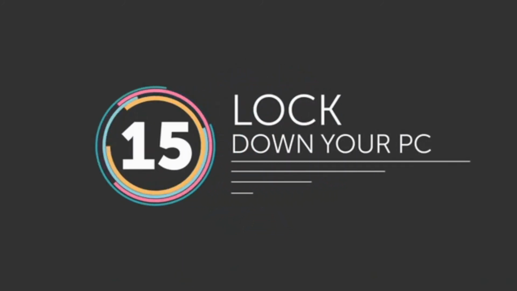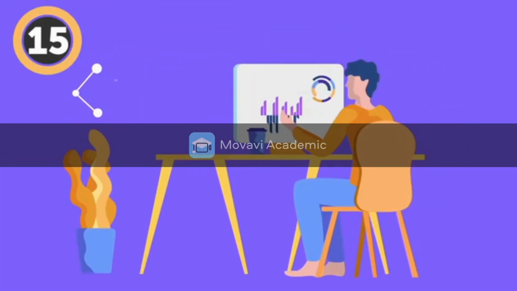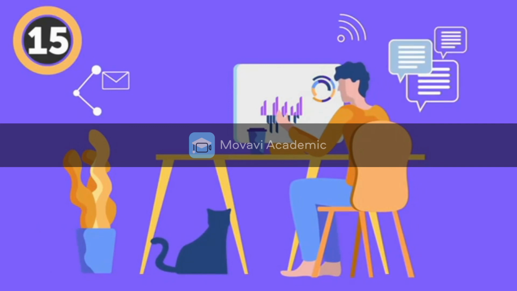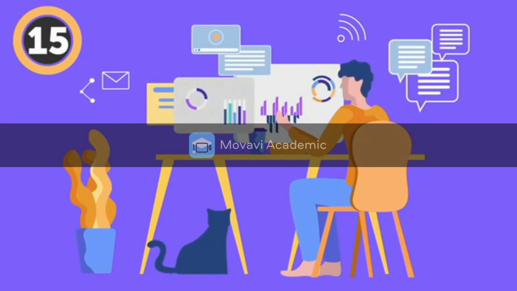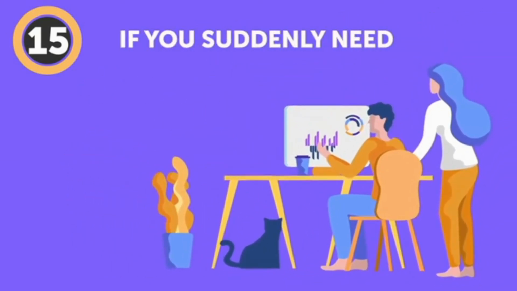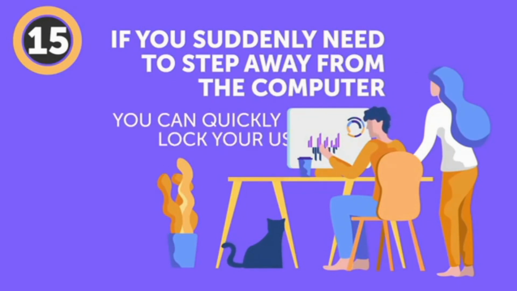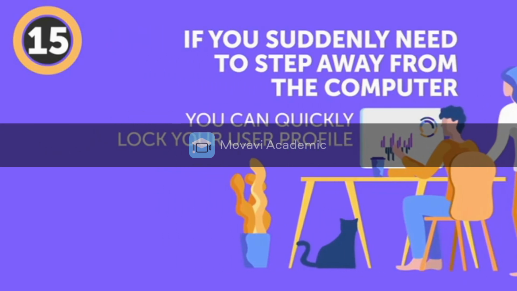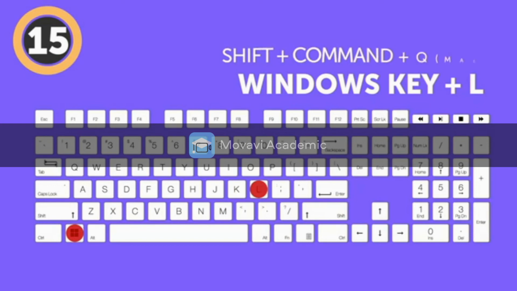15. Lock down your PC. Let's say you share a computer with your family or coworkers, and you've spent all day looking for the perfect gift for your mom, or slacking off at work and you don't want anyone to know about it. If you suddenly need to step away from the computer, but you don't want anyone meddling in your stuff, you can quickly lock your user profile. Simply push the Windows key plus L or Shift plus Command plus Q on a Mac. Just make sure you set up your password first and don't forget.